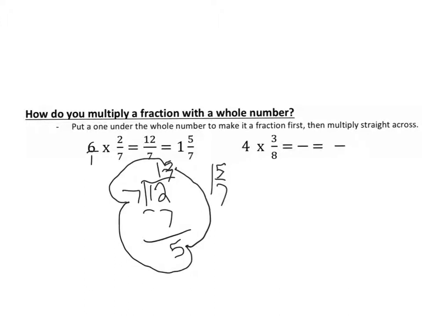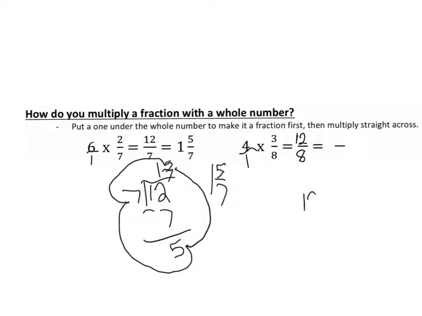Now we're going to try our own example. Here we have 4 times 3 over 8. The first thing we have to do is put a 1 under the whole number to make that 4 over 1. Now we can multiply straight across. Numerator times numerator, which is 4 times 3. That gives us 12. Then denominator times denominator, so that's 1 times 8, and that gives us 8.